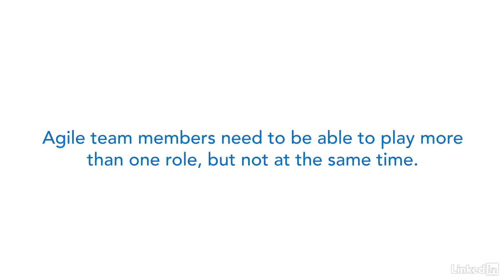On Agile teams, we realize that multitasking is really inefficient. You should do one thing at a time until it's done, then move on to the next thing. But there's a big caveat to this on Agile teams. The idea is that each team member should be able to play more than one role, but not at the same time. Let's work through this in a little more detail.